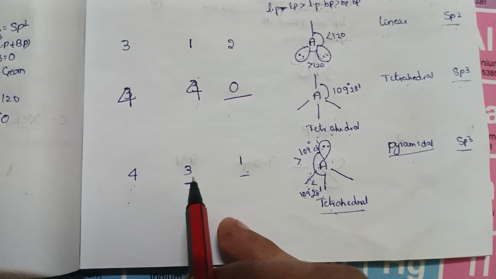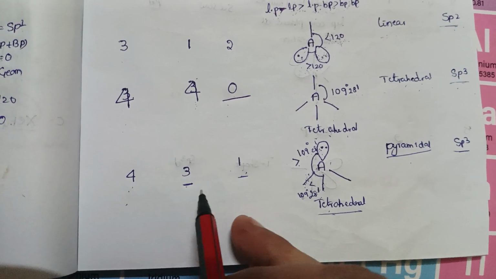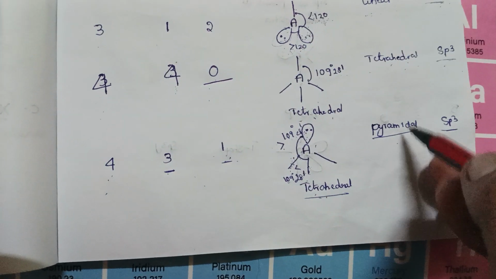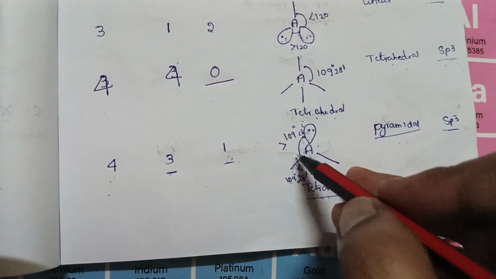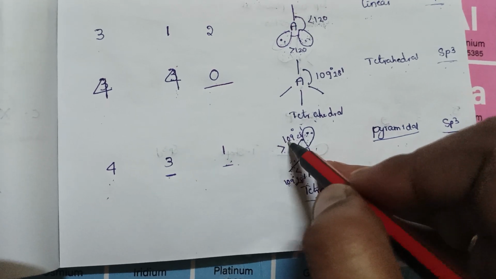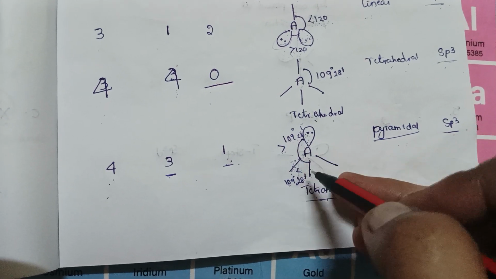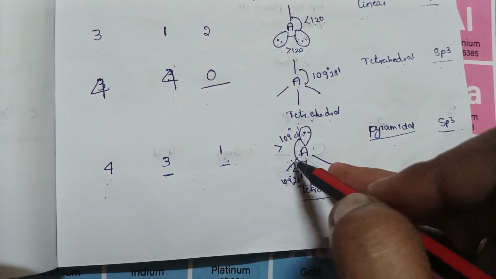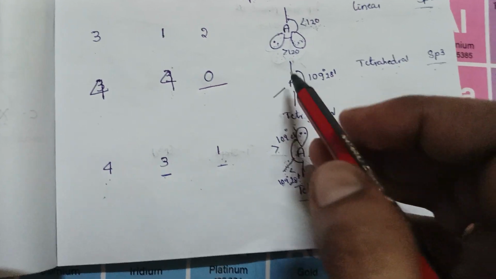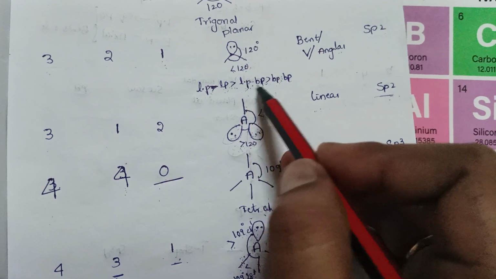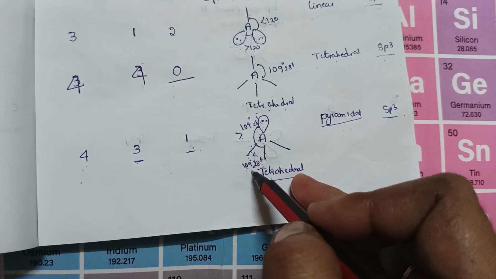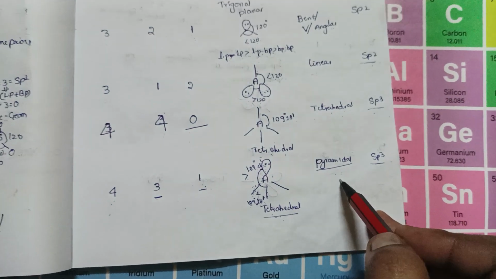If the Z value is 4, the bond pairs are 3 and 1 lone pair is present in the molecule, the geometry is tetrahedral, and the shape is pyramidal with sp3 hybridization. The bond angle between lone pair and bond pair is greater than 109 degrees 28 minutes, and the angle between bond pairs is less than 109 degrees 28 minutes, because lone pair-bond pair repulsion is more than bond pair-bond pair repulsion. The shape is pyramidal.